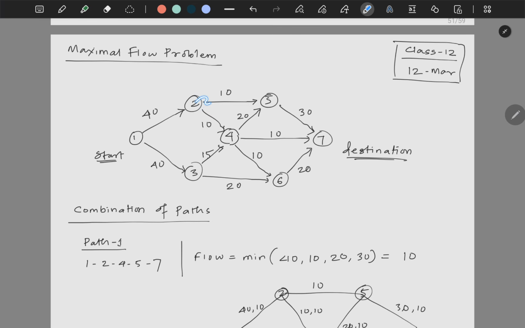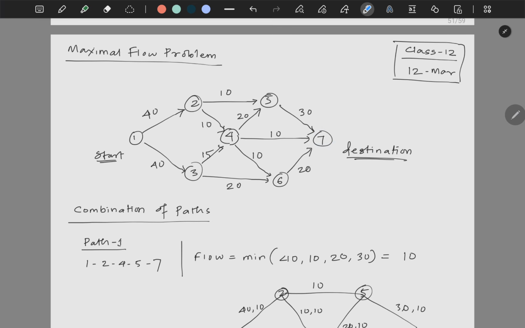Then it says that from point 2 to point 5 it can carry a maximum of 10 liters. So these are the capacities. 1, 2, 3, 4, 5 are nothing but the nodes, and these numbers that you see on the branches are basically the maximum capacity it can carry, or the maximum flow potential. So the question is: if you have a network like this, what is the maximum amount of liquid that can flow from the start point, node 1, to the destination, node 7?